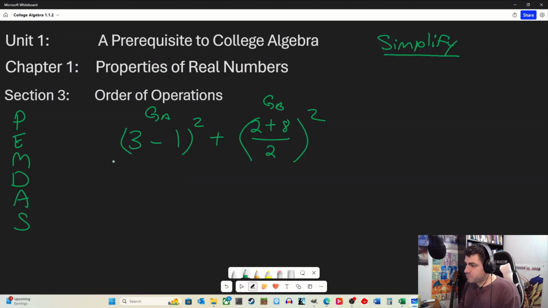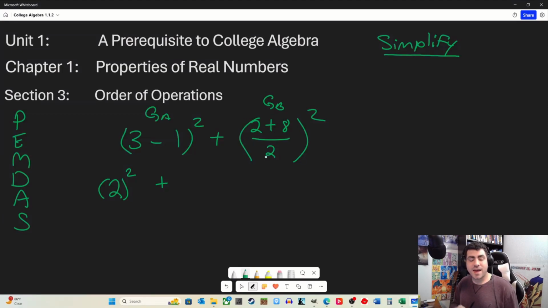We have 3 minus 1 squared. Work in the parentheses first. 3 minus 1 is 2. That leaves us squared. Plus, look at what we have over here. We have a fraction with an addition in the numerator, all inside parentheses.